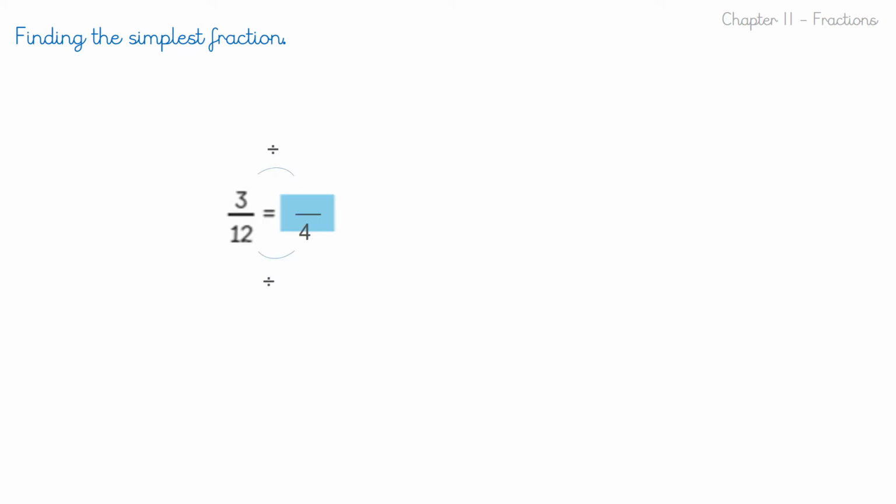To finish with, we're going to solve one more. But in this case, we do not have a fraction bar to help us. So remember that in order to find the simplest fraction, we can also use our division knowledge. Let's have a look. We should start with the denominators because we've got 2 of them and we can find out what we are dividing by. So 12 divided by something equals 4. What are we dividing 12 by?